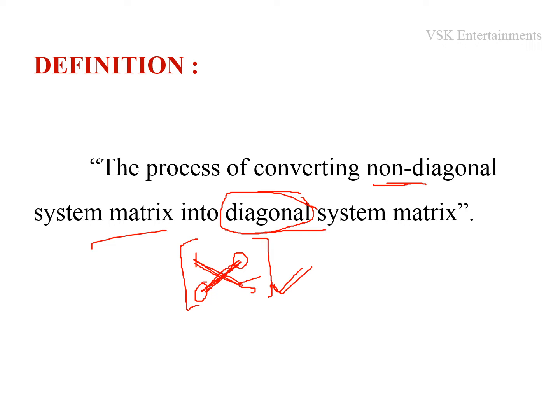And coming to a non-diagonal matrix, this is exactly the opposite of a diagonal matrix. The matrix in which both non-diagonal elements and diagonal elements are not equal to 0 is called a non-diagonal matrix. If we consider the matrix 2 3 1 4, all the elements are not equal to 0. That type of matrix is called a non-diagonal matrix. And this process, converting a non-diagonal system matrix into a diagonal system matrix, is called diagonalization.